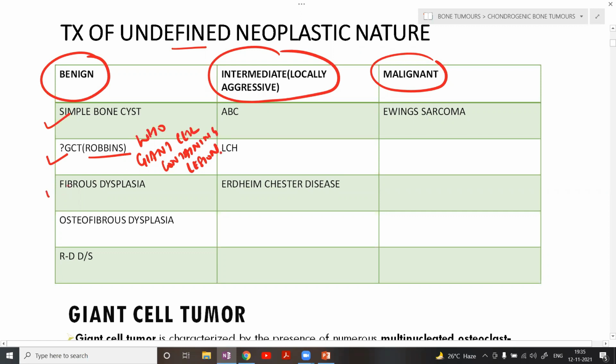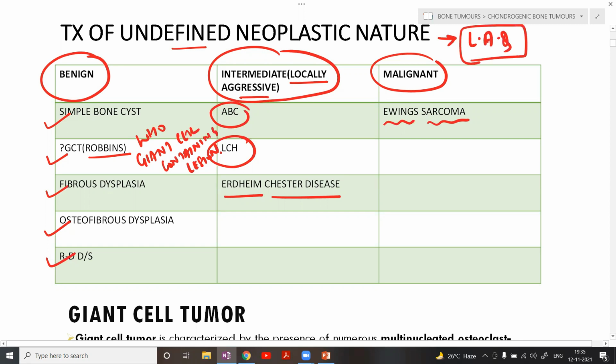Then we have fibrous dysplasia, osteofibrous dysplasia, Rosai-Dorfman disease. Under the intermediate category, we have those tumors which are locally aggressive, like aneurysmal bone cyst, Langerhans cell histiocytosis, Erdheim-Chester disease, and under malignant tumors we have Ewing's sarcoma. So this is the classification of tumors of undefined neoplastic nature, and this is very important. Again, it is a long answer question.